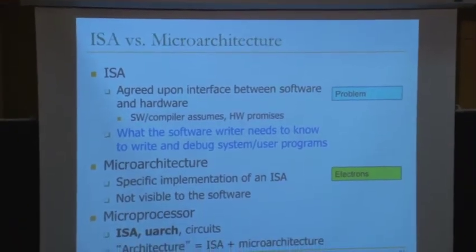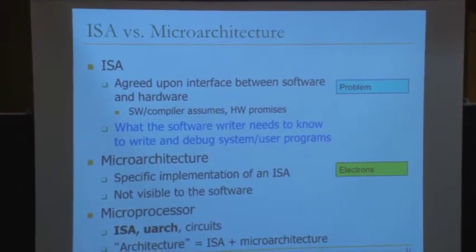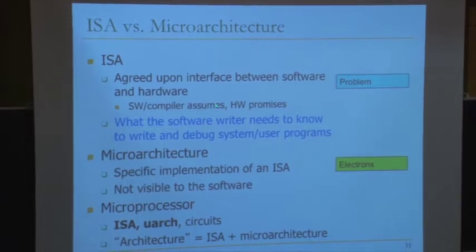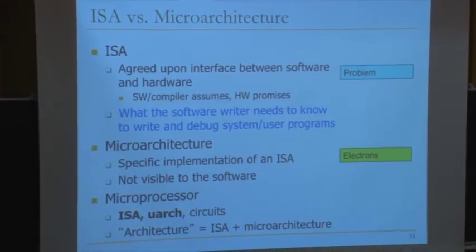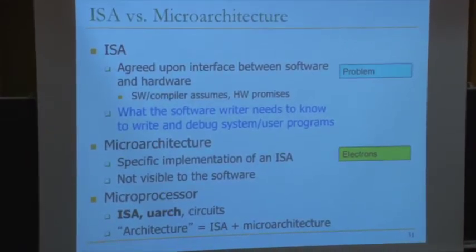ISA is really the agreed upon interface between the hardware and the software. This is what the software and the compiler can assume the hardware can provide. It's a contract, right? Hardware provides this. In other words, what the software writer needs to know to write and debug system and user programs. On the other hand, microarchitecture is a specific implementation of an ISA. It's not visible to the software. And we'll see examples of this.